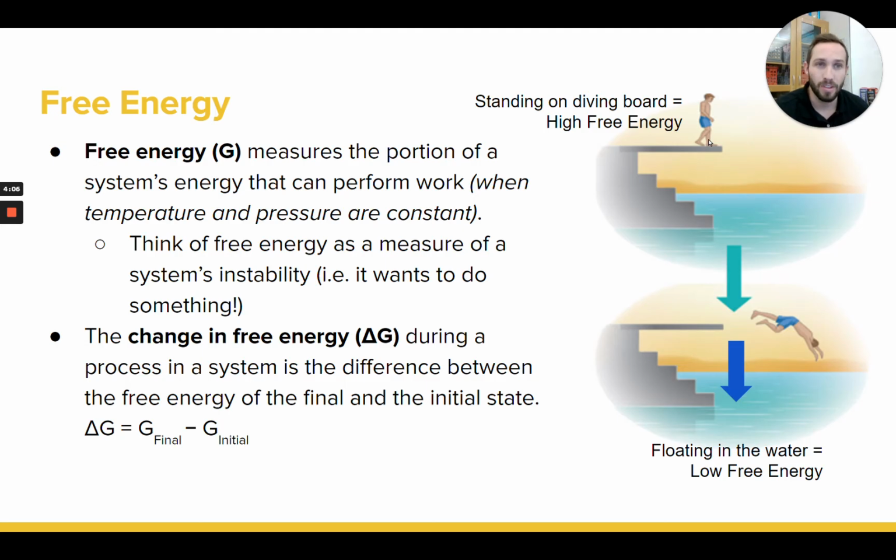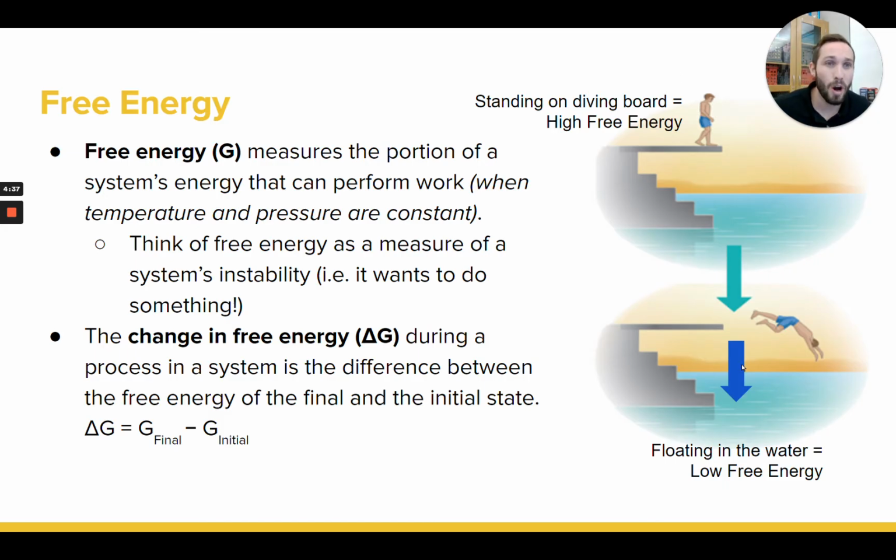We kind of went through this example in the last video. But if you're standing high up on a diving board on planet Earth where there's gravity, that is very unstable. Sooner or later, you keep watching this guy, he's going to move. He's going to fall. He's going to go down. Something is going to happen to him. He has a lot of free energy right now because of his position in our gravitational field. So that would be an example of something with high free energy.